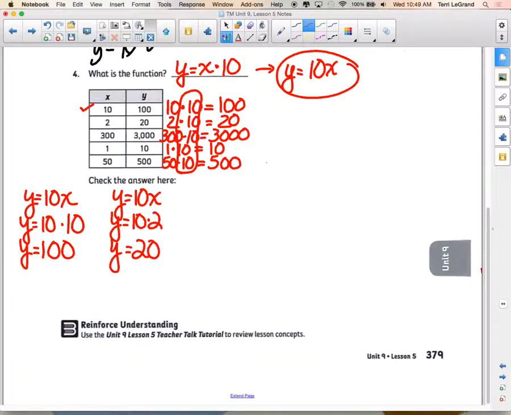When I put 2 in, I get 20. I go up to the table, 20. Check. Okay, do all 5 of them like that.